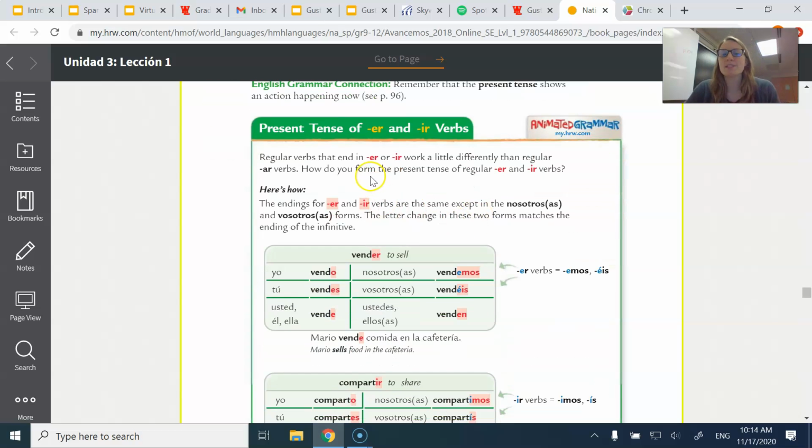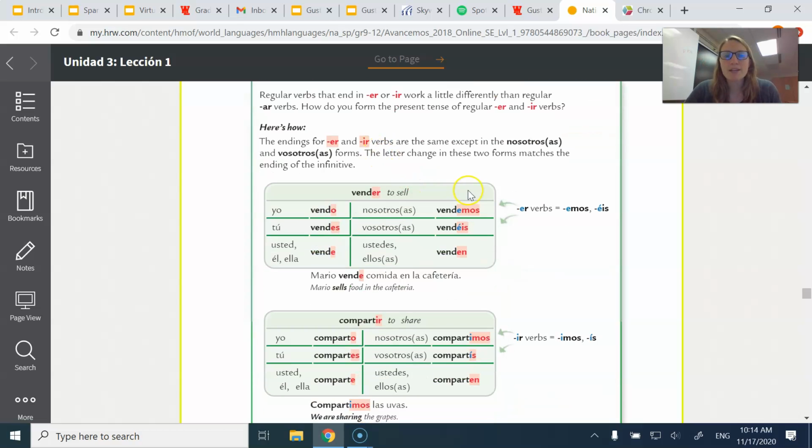So regular verbs that end in an ER or IR work a little differently than regular AR verbs. So how do you form the present tense of regular ER and IR verbs? Here's how. The endings for ER and IR verbs are the same except in the nosotros and vosotros forms. The letters change in these two forms matches the ending of the infinitive. Okay, so for example, vender is to sell. So our endings for our ER verbs are o, es, e, emos, éis, en.